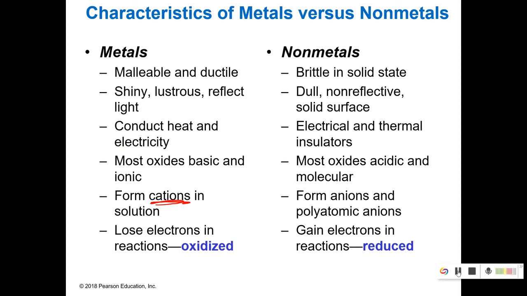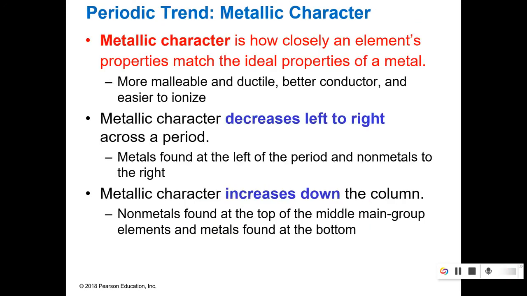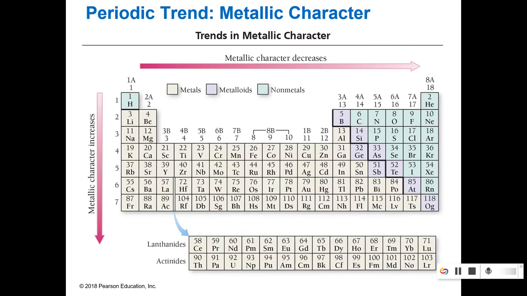Nonmetals are exactly the opposite. So they're brittle in their solid state. They're dull and non-reflective. They are insulators of heat and electricity, and they will form anions. So the last thing for this chapter is metallic character. The metallic character arrows look just like the atomic radius arrows. And this is how closely they have properties to a metal. So even nonmetals have some metallic character, and as they get closer to the metal section, they're going to have more metallic character. So again, don't like the decreasing arrows, so it goes this way as it increases, the opposite direction.